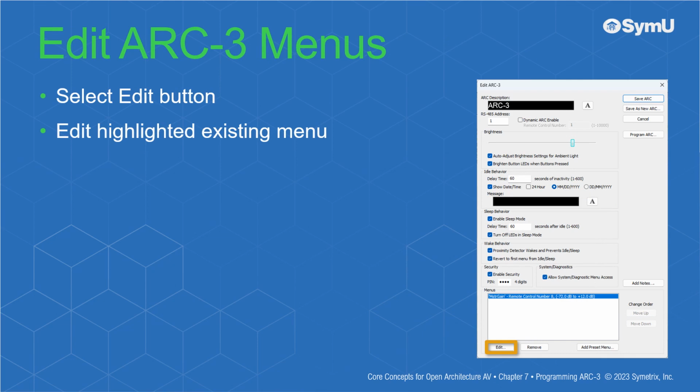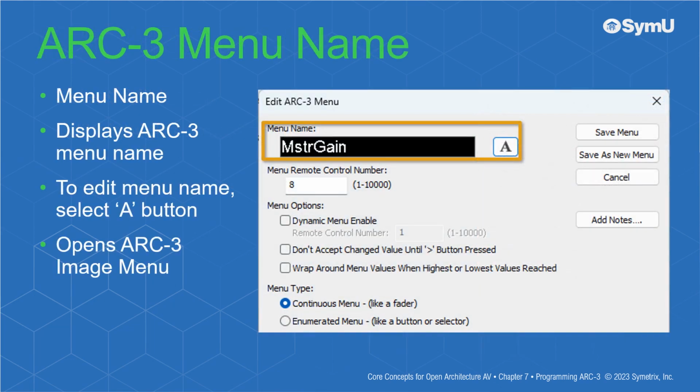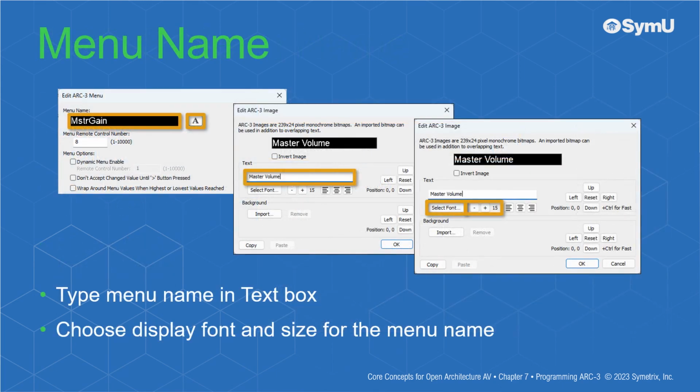Select the Edit button to edit a highlighted existing menu. The menu name displays the ARC-3 menu name. To edit the menu name, select the A button to open the ARC-3 image menu. Type the menu name in the text box. Choose the display font, and decrease or increase the font size as desired for the menu name.